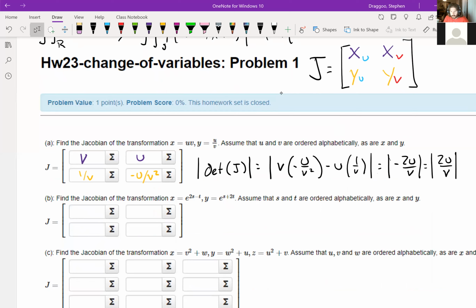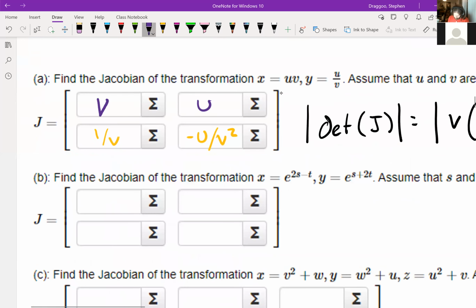next, finding the Jacobian of another transformation. We've got x is e to the 2s minus t, and y is e to the s plus 2t. So, zoom in here a little bit. Hopefully get that part down. So the derivative of x, I think we said we'd order these all alphabetically. So s comes before t, so that'll be our first derivative. e to the 2s minus t times 2. And e to the 2s minus t times negative 1.